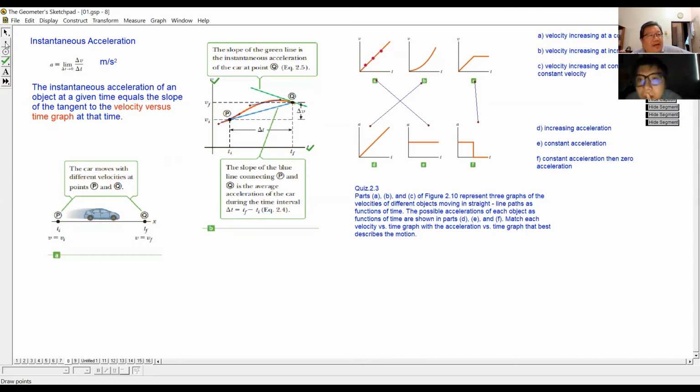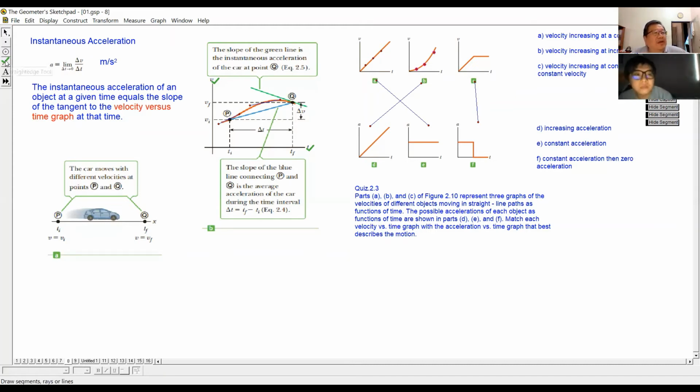Now, the second case, we look at different points along the curve here, from this point to this point. We see that the velocity is also increasing, but the rate at which the velocity is increasing is different. It is not like a straight line. In a straight line, the rate of increase is constant.